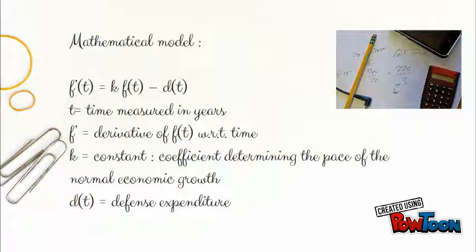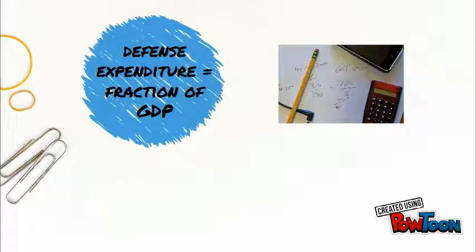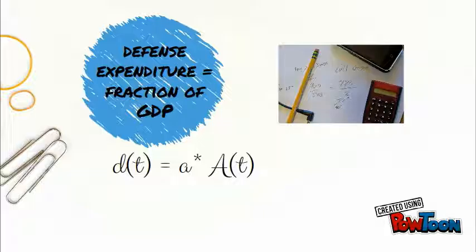k is the constant, the coefficient determining the pace of the normal economic growth. d(t) is the defense expenditure. Defense expenditure of a country is considered to be a fraction of its GDP. Thus, the equation will become d(t) = a times A(t).